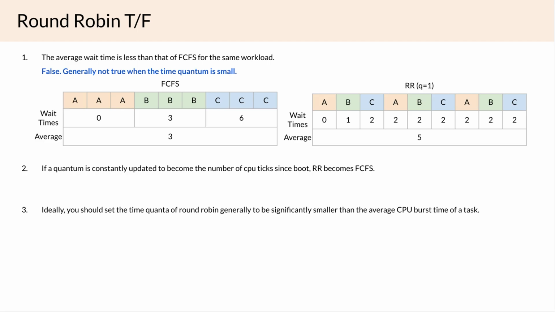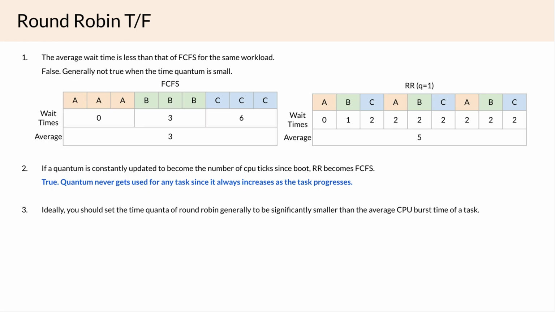Okay, so 2. If a quantum is constantly updated to become the number of CPU ticks since boot, which we can imagine as it updates becomes very large, round robin becomes FCFS. True or false? So this is true. And again, as we discussed previously, when the quantum becomes very large, round robin starts to resemble FCFS because each task just gets to run and run. And because the time quantum is so large, it doesn't really get switched before it finishes executing.